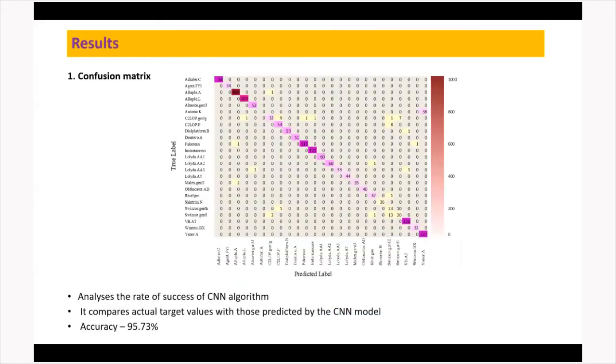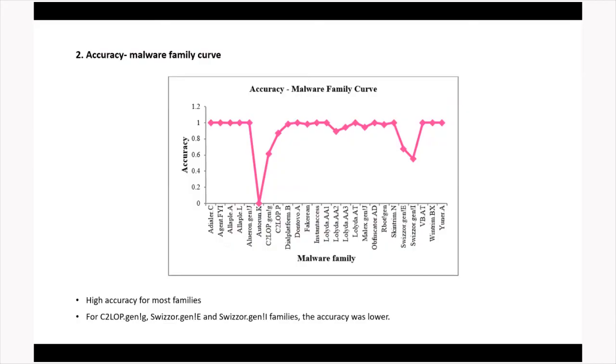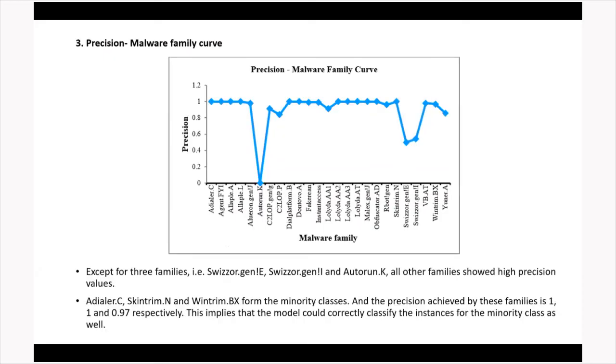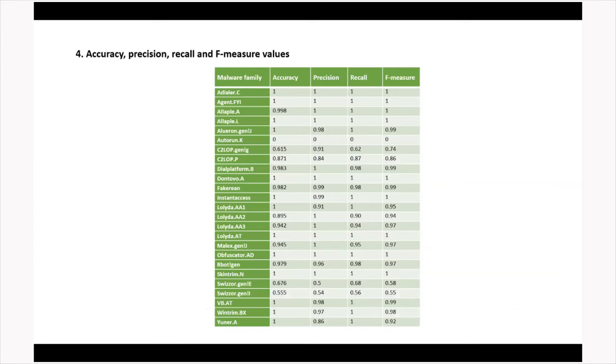These are the results. Confusion matrix. It analyzes the rate of success of the CNN algorithm. It compares actual target values with those predicted by the CNN model. Accuracy obtained is 95.73. This is the accuracy versus malware family curve. It showed a high accuracy for most families. Precision. I have tabulated the values for accuracy, precision, recall, and F measure.